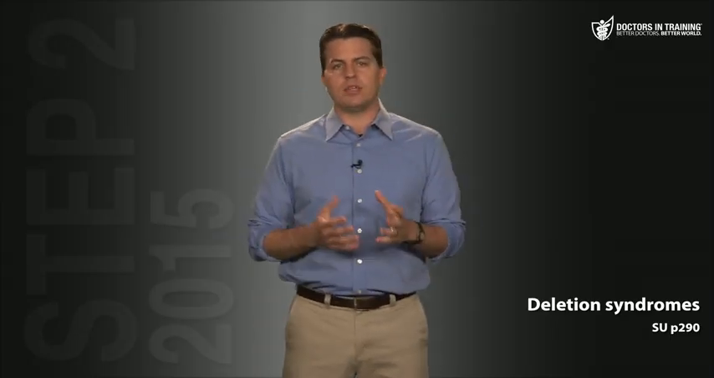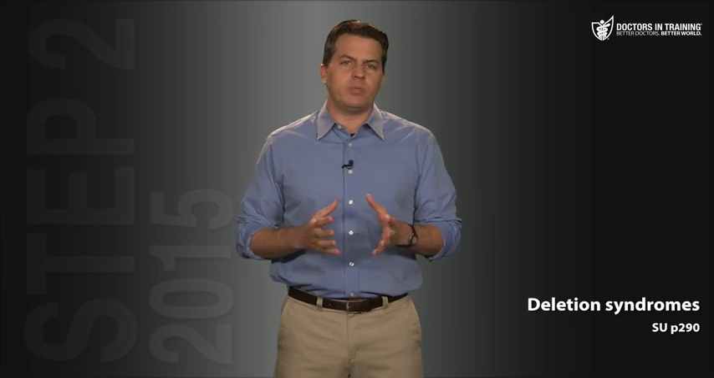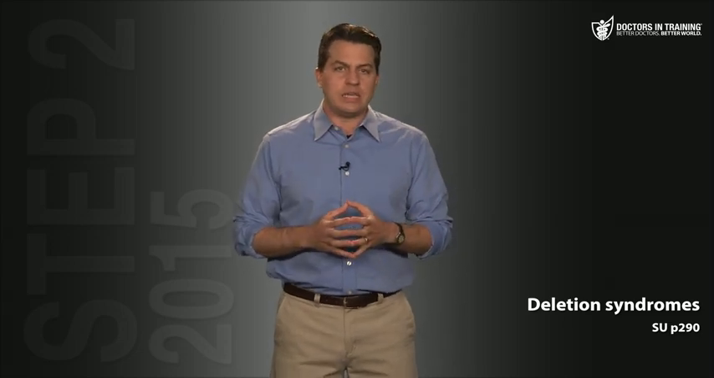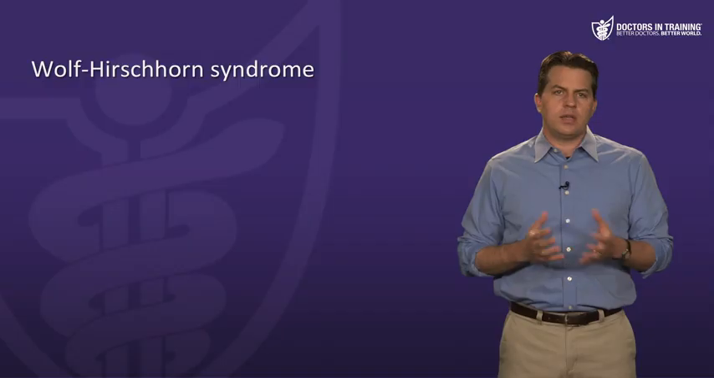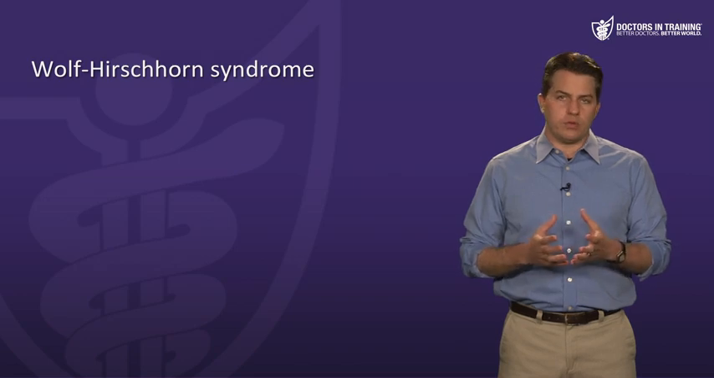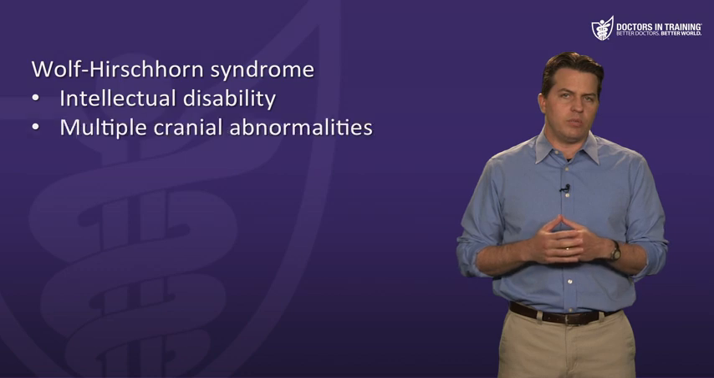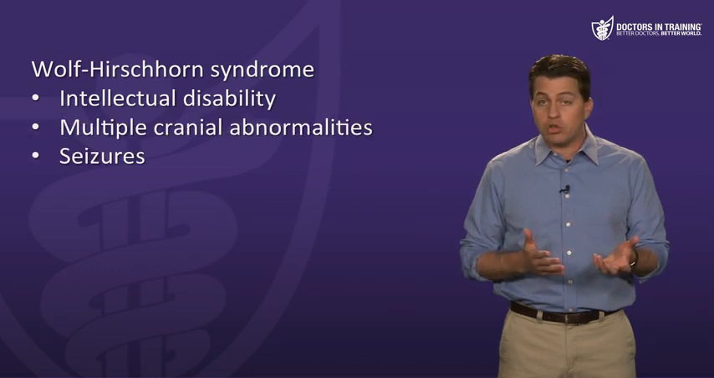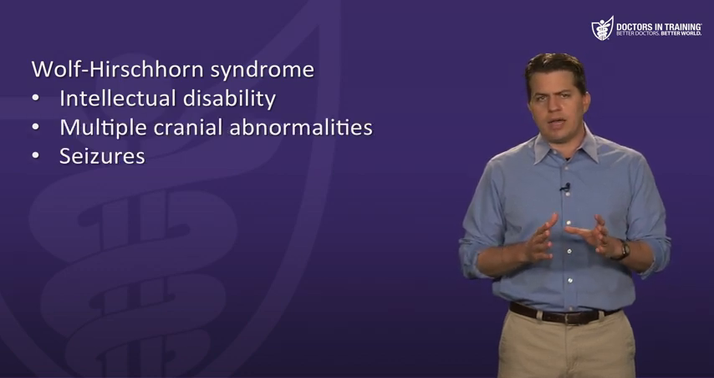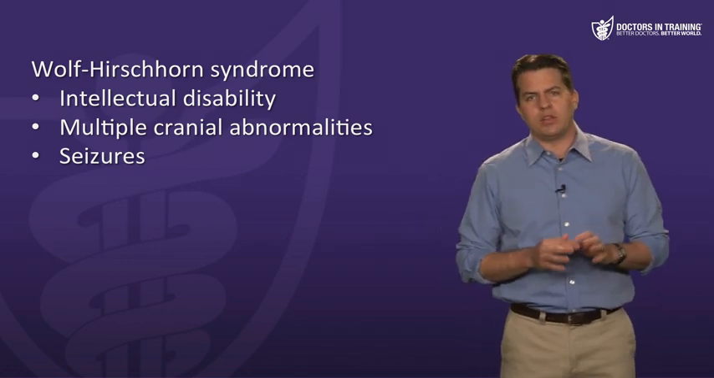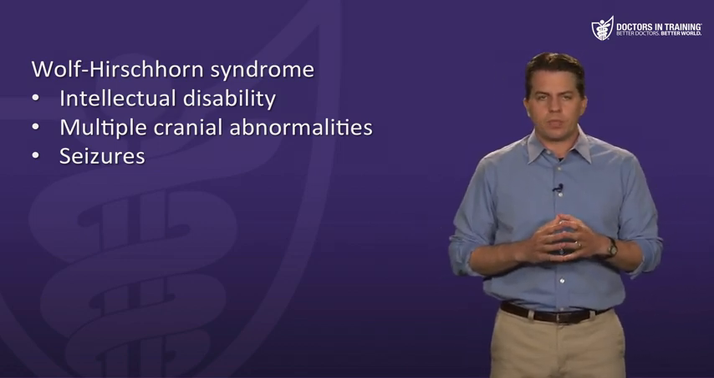As far as memorizing the chromosomes, I wouldn't get bogged down in memorizing which chromosomes are associated with each of these disorders. Another disease, Wolff-Hirschhorn syndrome, is worth at least mentioning. It's associated with intellectual disability, multiple cranial abnormalities, and seizures. I don't think it's a very high yield for your test, but it's just, like I said, worth mentioning.